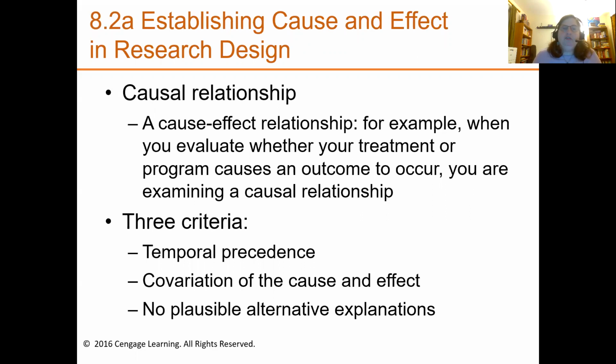Covariation of the cause and effect, which means when the cause happens, the effect happens. And equally as important, when the cause does not happen, the effect does not happen. That's a toughie. And if that wasn't enough, you have to have no plausible alternatives. No plausible alternative explanations. Okay, so that's really hard to show because, as you imagine, you could almost always come up with a plausible alternative, especially in our field. Okay.